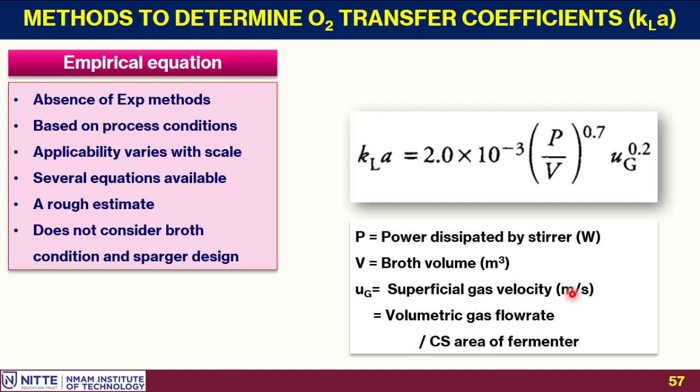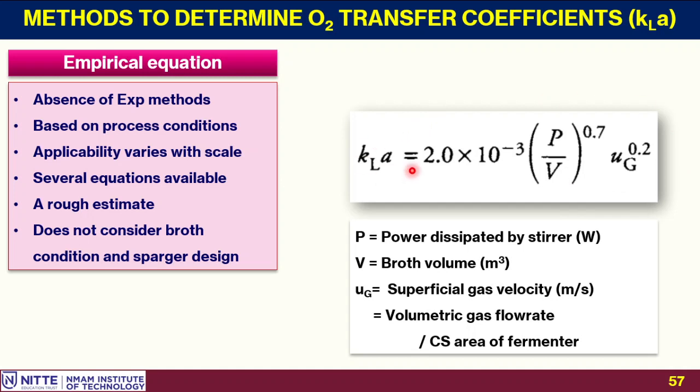U is the superficial gas velocity, nothing but the volumetric gas flow rate of air divided by the cross-sectional area of the fermenter. That gives you the velocity of the gas moving upward. This particular equation is for a particular situation, for a particular fermenter volume and set of P by V or U values. For different regions, a different equation will be there, but overall it will be the same form in P by V and U. The powers 0.7 and 0.2 and this constant may slightly differ, but remain almost the same for all situations.